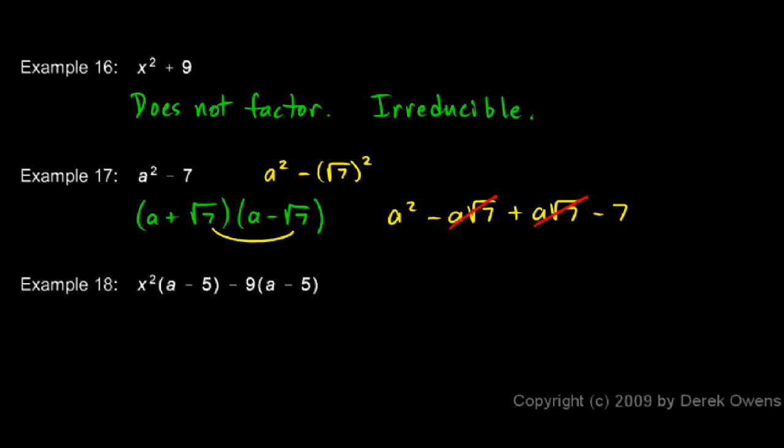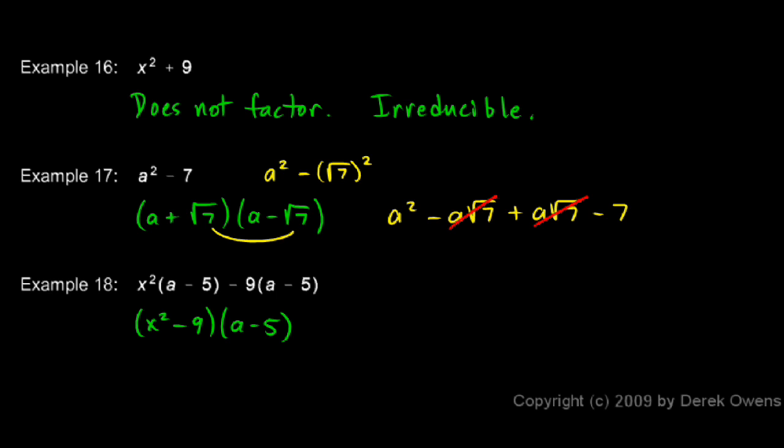Now example 18 is also interesting. I have x squared times a minus 5 minus 9 times a minus 5. Now this doesn't look like the difference of two squares. The only thing I see squared right here is the x. But I do see two terms, and each term has an a minus 5 factor. So I can factor that out. I think in my mind, x squared times this thing minus 9 times this thing can be written as x squared minus 9 times this thing. And that thing is the a minus 5.